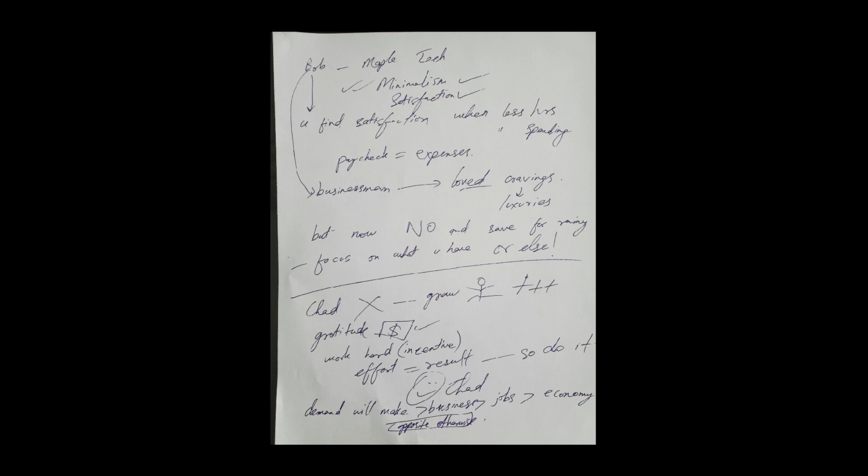So Bob is a businessman, okay, who loved, I put an underline with ED to tell myself that this was past, because it could be confusing if I don't remember. So he loved cravings, which were things like cars and stuff, but I couldn't write it. She was so fast. So I just put luxuries, okay. But now he says no. I wrote no in caps because it shows me that there's a big change of focus now, complete opposite. But now no, and save for rainy days.